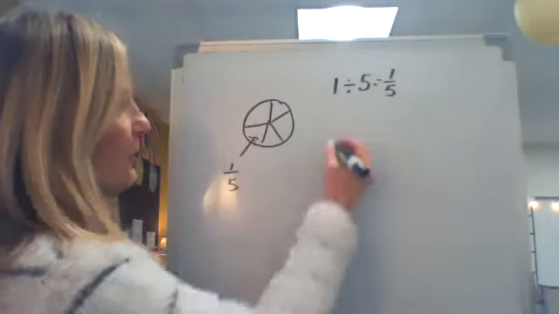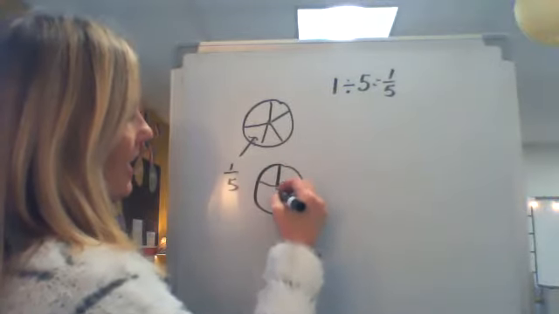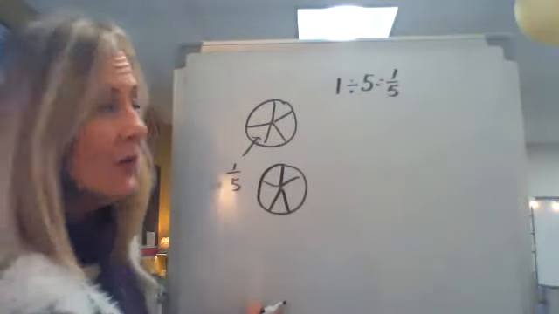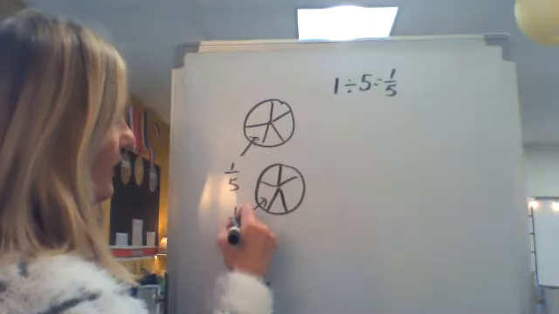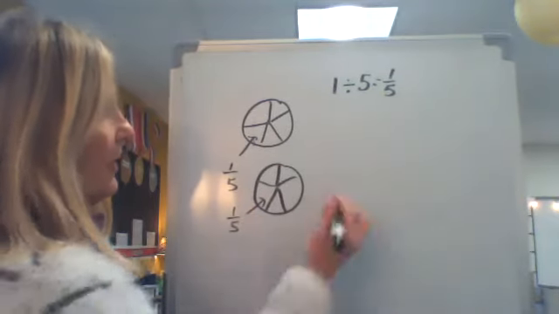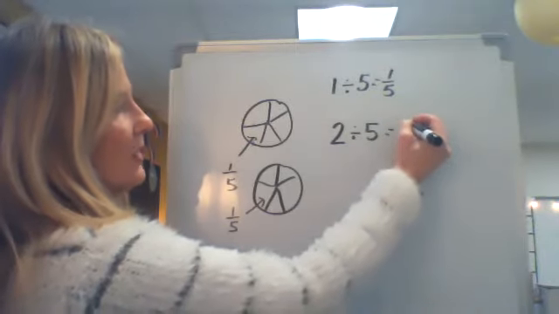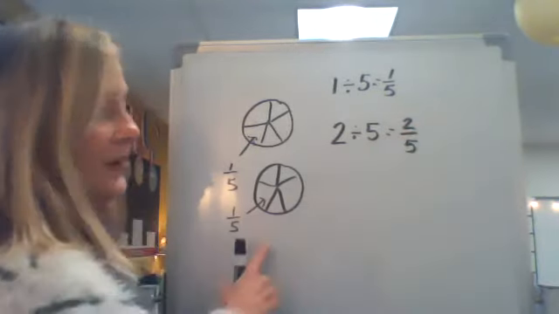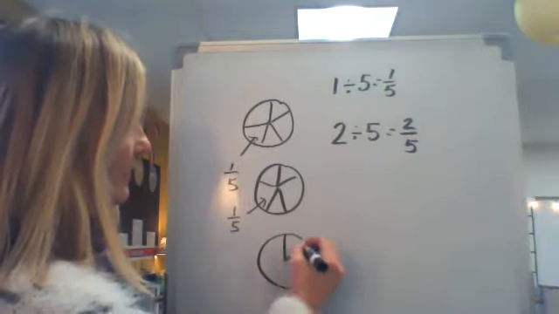All right, what if I have 2 cakes? Let's do it here. How much would we each get now? I would have gotten 1/5 here, and I would have gotten another 1/5 here if I was one of the people. So 2 cakes divided by 5 people means we each get 2/5. What if there's 3 cakes?